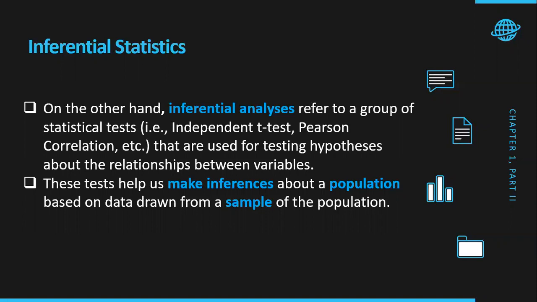These tests help us to make inferences about a population based on data drawn from a sample of the population. And we will get to this later on in the semester, but very rarely in social work research do we ever study an entire population. It is typically never feasible to do this. So we always study samples of a population. And so these inferential statistical tests that we draw upon help us to make inferences or draw conclusions about a population based on a sample.